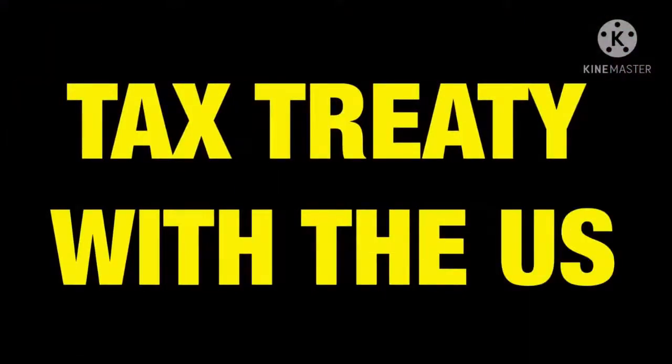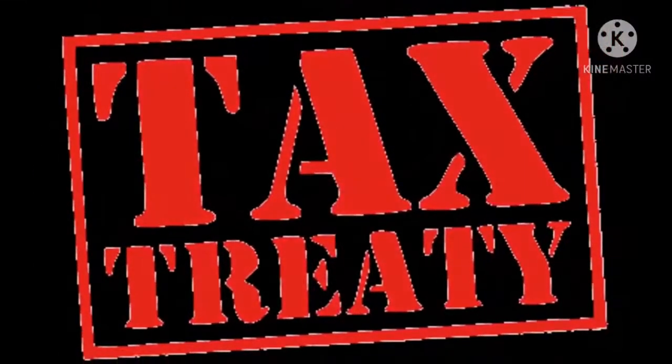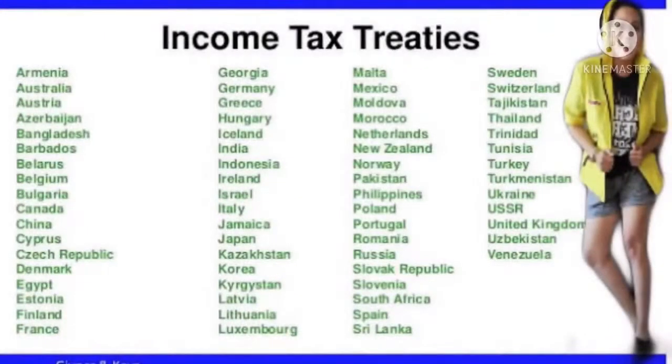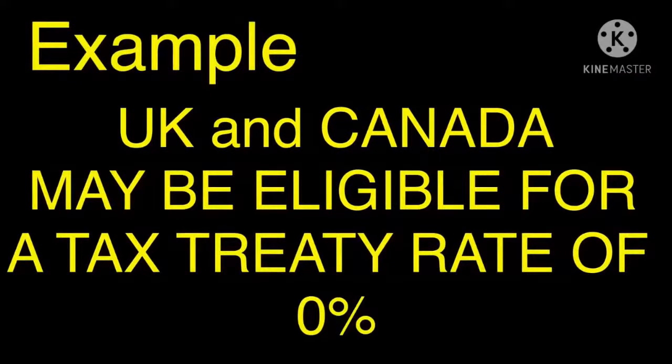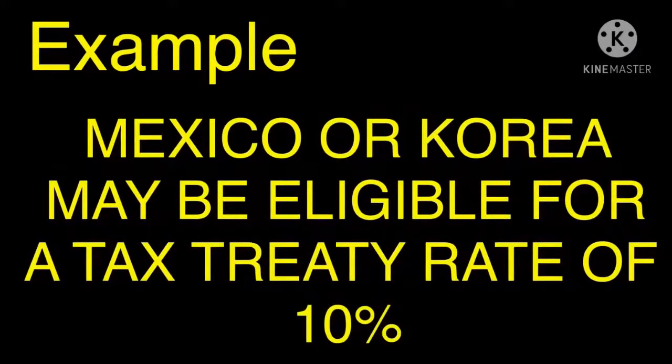Does your country have a tax treaty with the US? You know mga kamasters, some countries have a tax treaty with the US that can potentially reduce the tax withholding rate on your revenue. So if you submit or kung nag-submit ka ng tax info and claim a treaty benefit, your tax rate might be reduced. Example, sa UK and Canada, may be eligible for a tax rate of 0%, while partners in Mexico or Korea may be eligible for a tax rate of 10%.